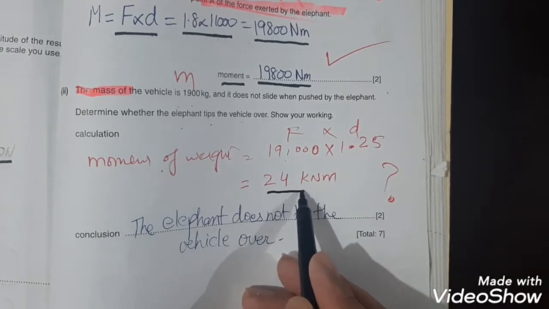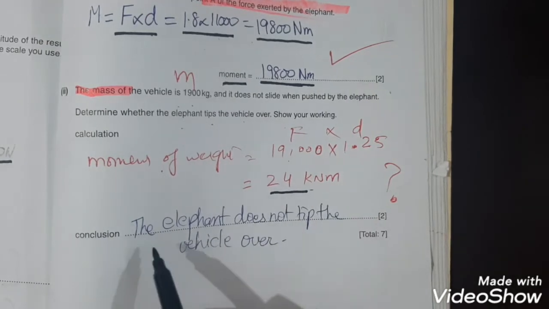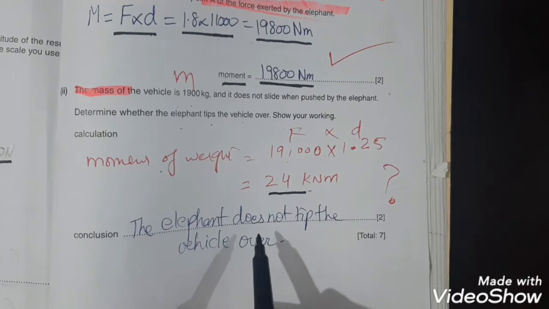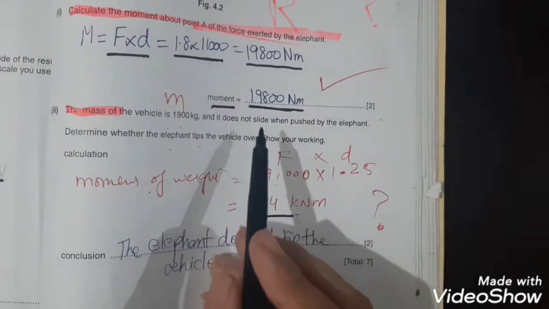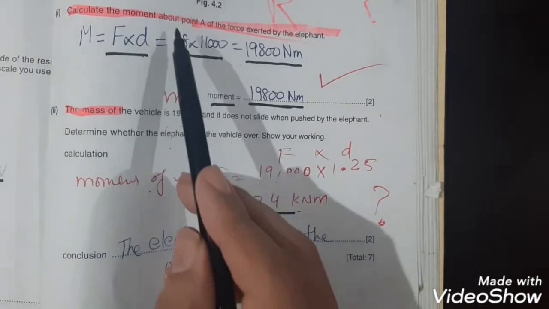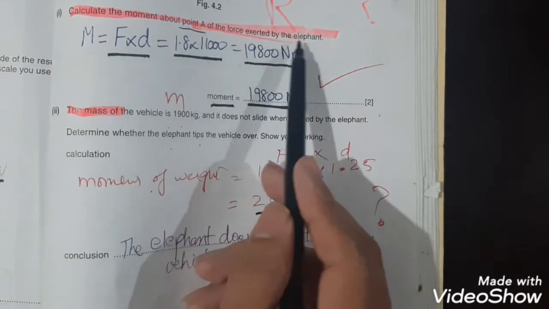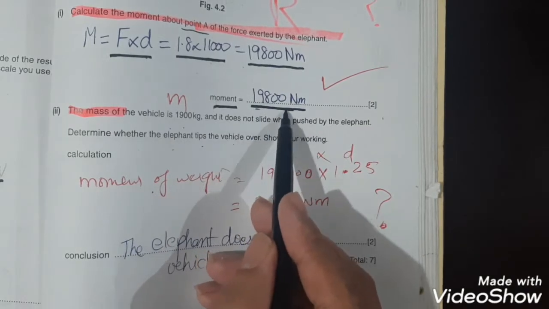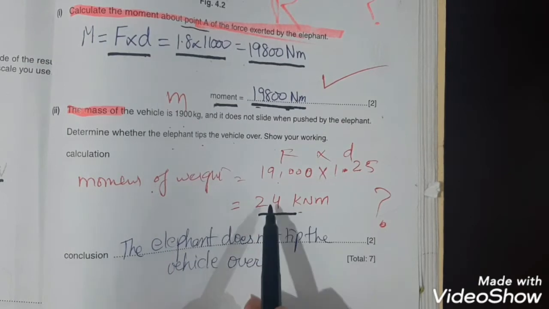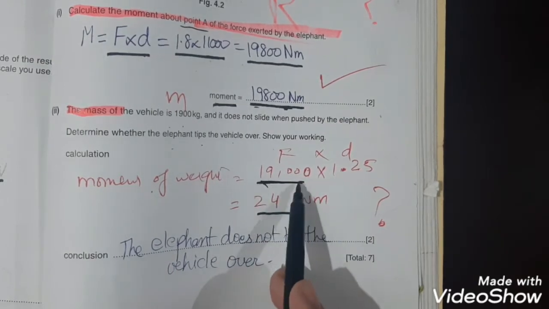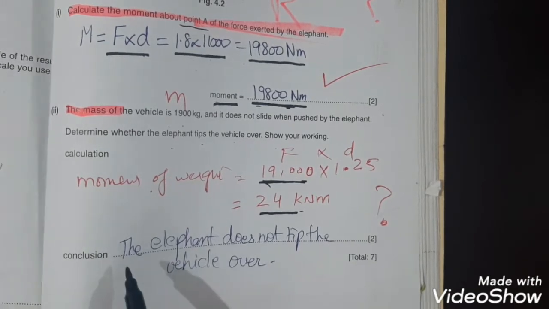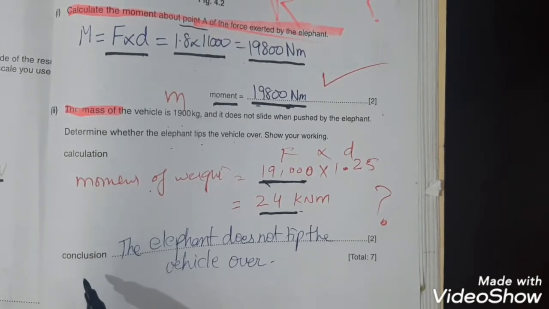24 kilonewton meter. So the conclusion is that the elephant does not tip the vehicle over, because over here the moment about point A of the force exerted by the elephant is 19,800 newton meters, and over here the moment of weight is 19,000 newton meters. So the elephant does not tip the vehicle over. So this will be the final conclusion for part 2.